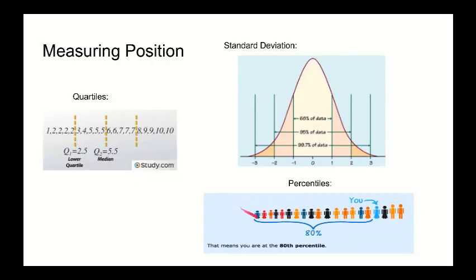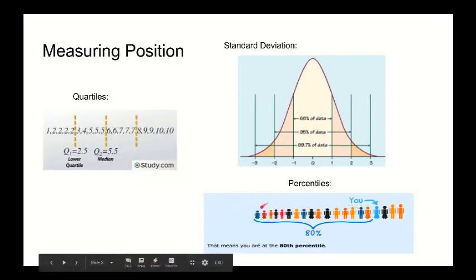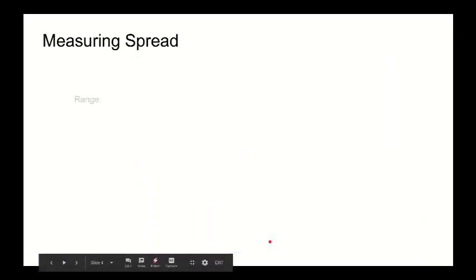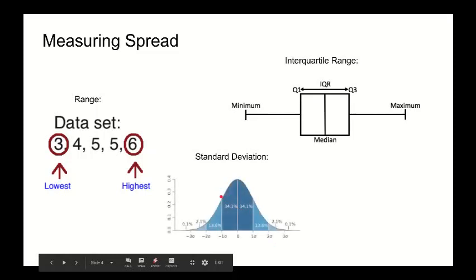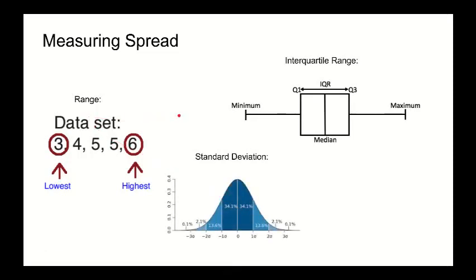For example, in this picture, 80% of the people are shorter than this person here, so this person would be at the 80th percentile. Spread is a way of describing how similar or varied a distribution is. You can describe spread with range, IQR, and standard deviation. Range is the difference between the maximum value of a distribution and the minimum value. The range in this data set would be 6 minus 3, which is 3.